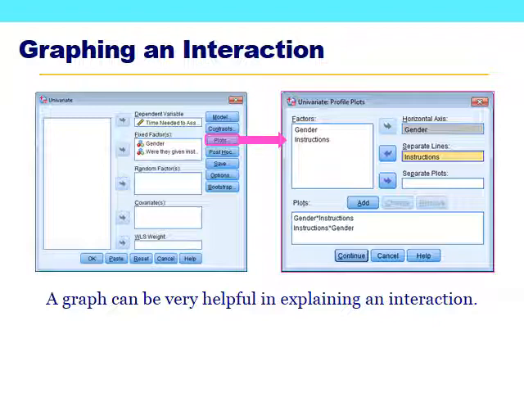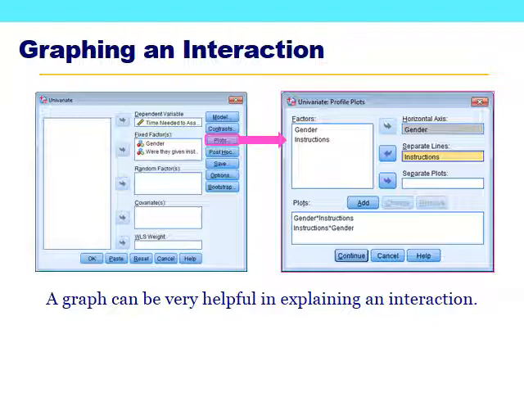You may be wondering if it matters which of those variables we put in which of those boxes. The short answer is it doesn't matter, but my recommendation is doing it both ways. So first we'll put sex on the horizontal axis and instructions on separate lines, and we'll click Add, and then we'll do the opposite. We'll put instructions on the axis, sex in separate lines, and click Add. So by the time you're done, your window should look something like this.